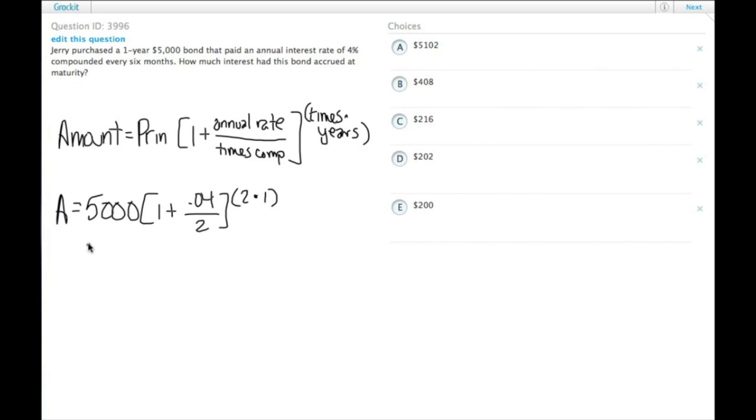So that ends up being 5,000 again times, and 0.04 divided by 2 is 0.02. So in the middle here we have 1.02 to the second power. The amount of money he has is that. And 1.02 squared is 1.0404. If you multiply that times 5,000, you end up with $5,202, which is answer choice D.